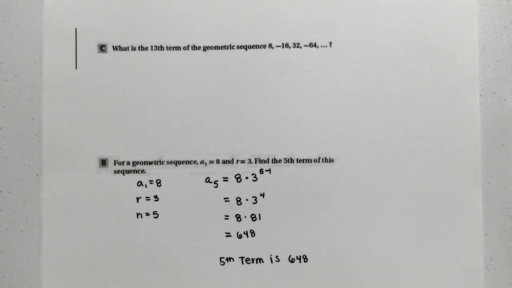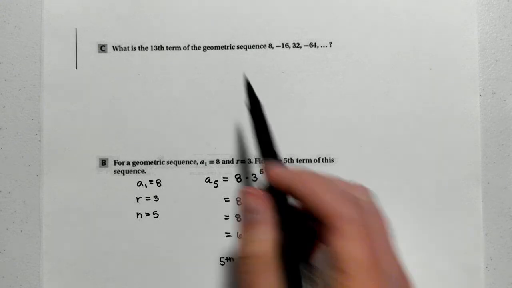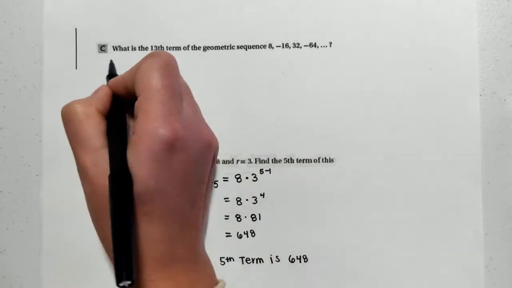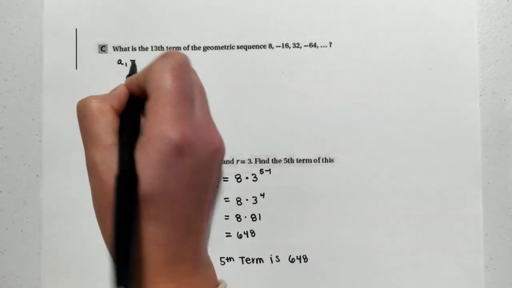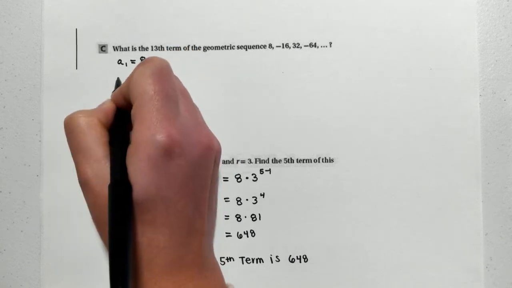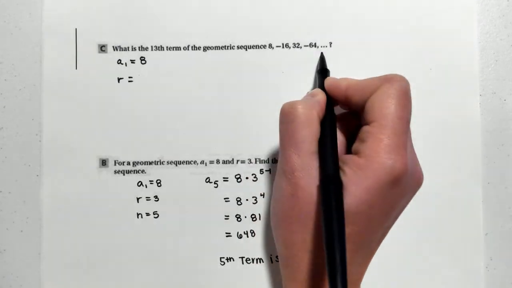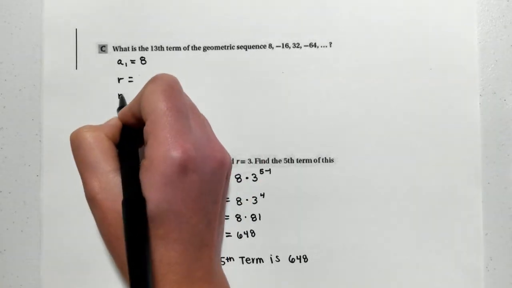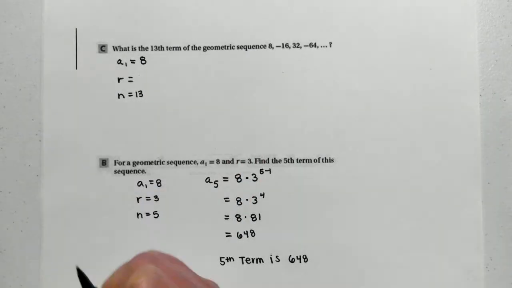So now we're going to go look at C. It says, what is the 13th term of the geometric sequence 8, negative 16, 32, negative 64? So we need to identify a sub 1. So a sub 1 is 8. We need to find r. So we have to look and find our common ratio. So we don't know r yet. And then n is going to be 13.